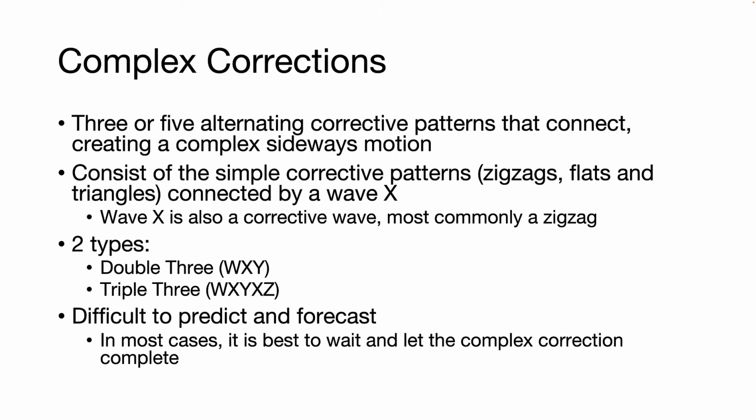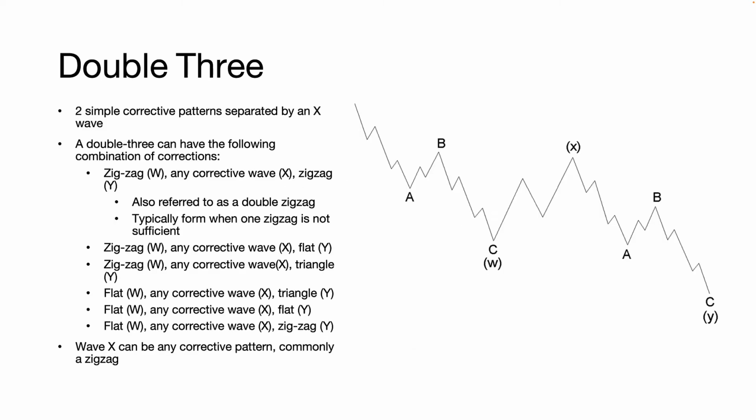Complex corrections are difficult to predict, and they're difficult to forecast. In most cases, it is best to wait and let the complex correction complete before thinking of taking a trade. So after a complex correction is completed, I want to see an impulsive movement in the market, a trending move in the market, and then I'm going to trade the ensuing corrective sequence. So it's really a ready, aim, aim, aim, aim, fire approach that I like to take when it comes to complex corrections. So let's cover the double 3. This one is a double zigzag if you're looking at the line diagram on the right-hand side.